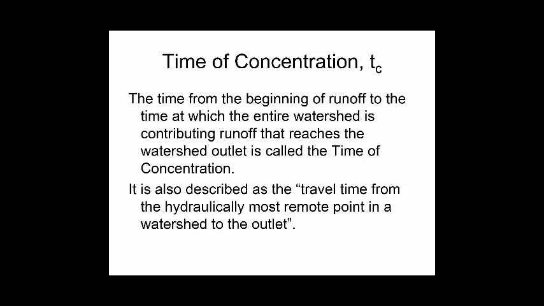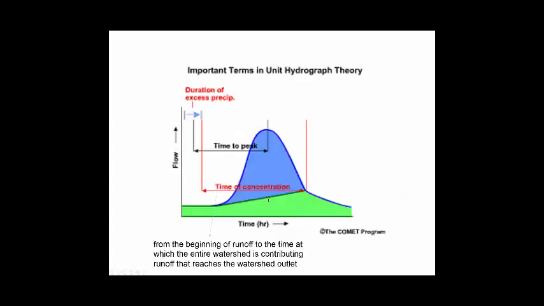So let's talk about the time of concentration, because it's an important feature needed for the rational method, but also to understand what's happening in the watersheds. The time of concentration is the time from the beginning of runoff to the time at which the entire watershed is contributing runoff that reaches the watershed outlet. Okay, it's also called the travel time from the hydraulically most remote point in a watershed to the outlet. We saw this already, so this time of concentration is very important.